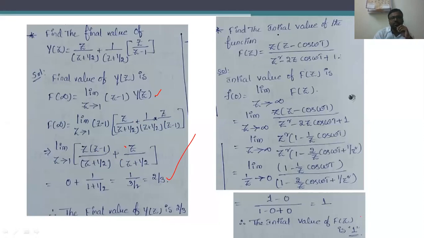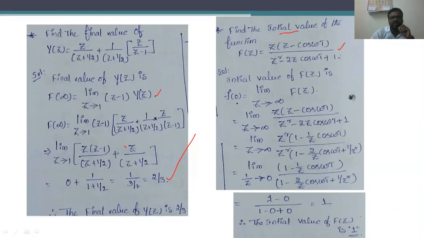Finally, the last problem we are going to discuss is to find the initial value of the function f of z is equal to z into z minus cos omega t divided by z square minus 2z cos omega t plus 1. It is nothing but the z transform of the cos function, cos omega t. We are supposed to calculate the initial value theorem for this function.